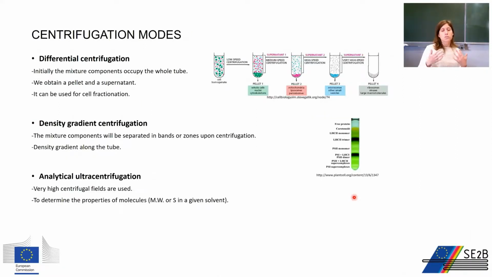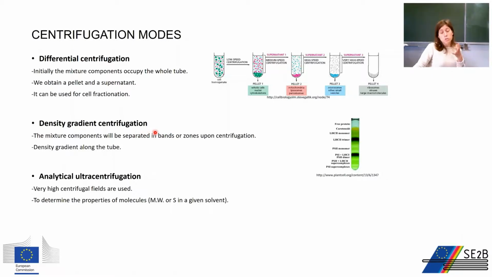So there are different centrifugation modes. We have differential centrifugation, in which initially the mixture components occupy the whole tube. After centrifugation, we obtain a pellet with the components with higher sedimentation coefficient and a supernatant with the rest of the components. This mode can be used for cell fractionation, for obtaining different organelles of the cell by doing different rounds of centrifugation with increasing speeds of centrifugation.